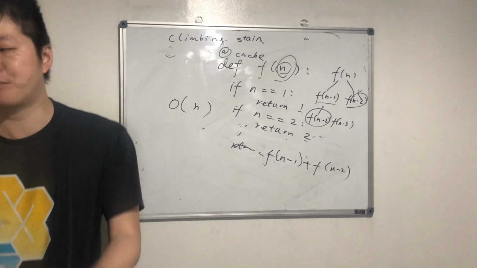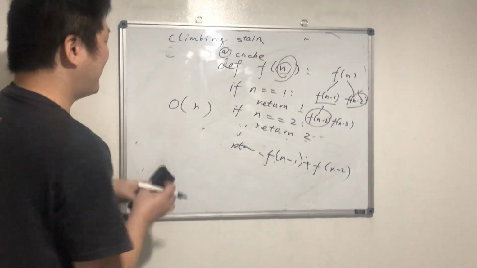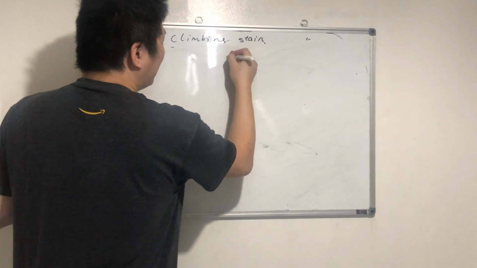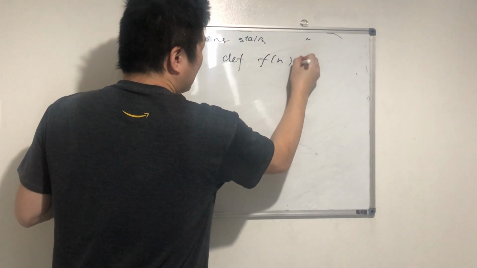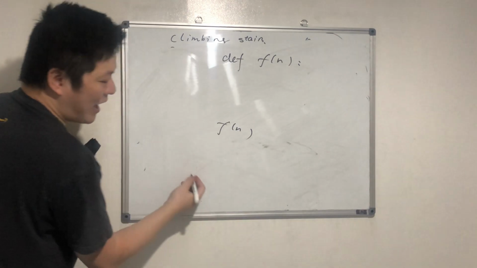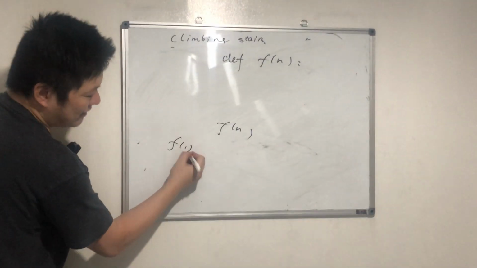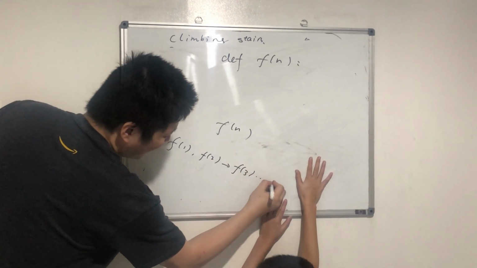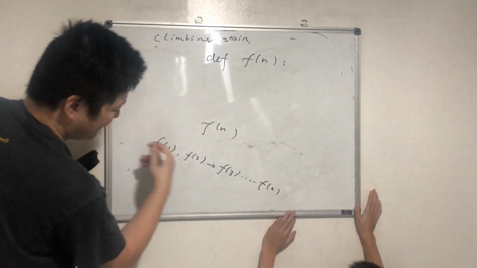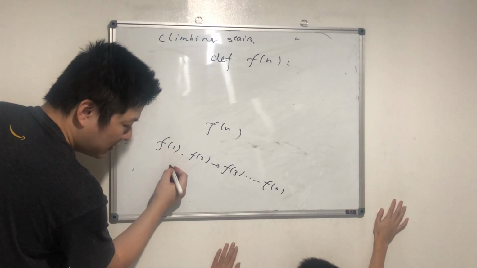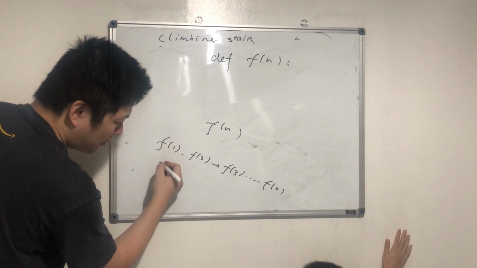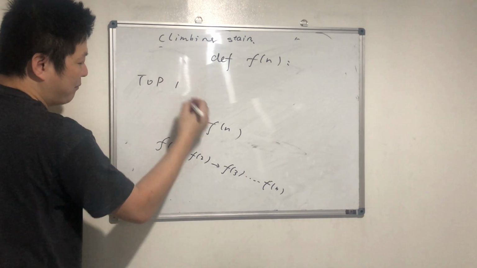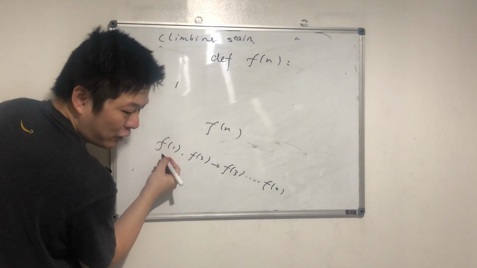Top down. How about bottom up? We talked about that as well. Bottom up: in order to calculate Fn, I can calculate F1 and then F2 and then F3, and here I get Fn. What's the opposite of top down? Bottom up, yeah, because you're calculating from the bottom, F1.